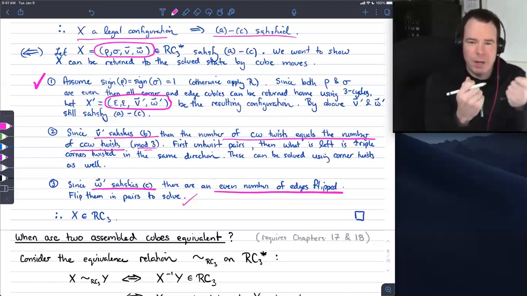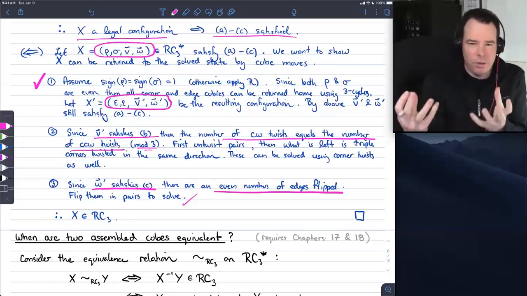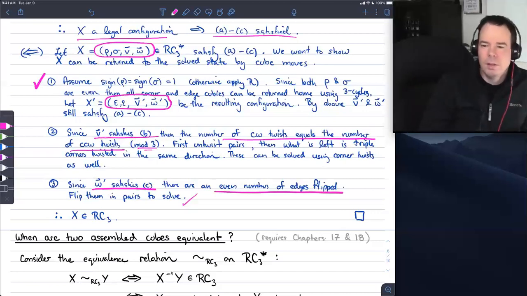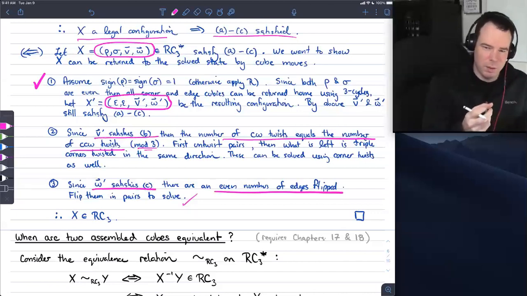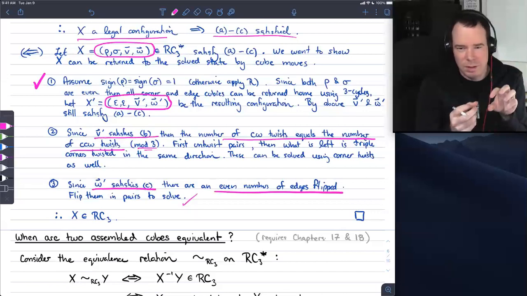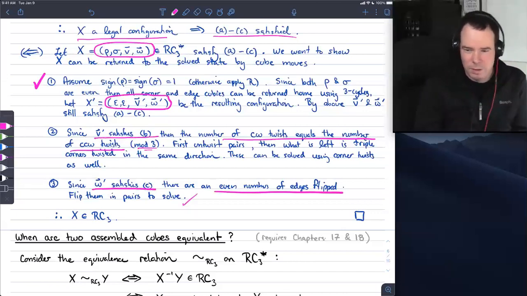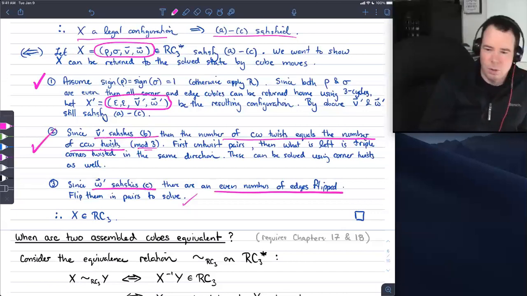So that I can either pair them up as opposites, or I get 3 that are all in the same direction. Either way, I can use my corner twisting move to solve them. So I can untwist pairs of them, and what's left may be triple corner twists all in the same direction. So then I twist two of them as a pair, one in one direction, one in the opposite direction. That solves one, reverses the twist on the other one, and then pair it with the third one and fix them. So I can solve that using corner twists.